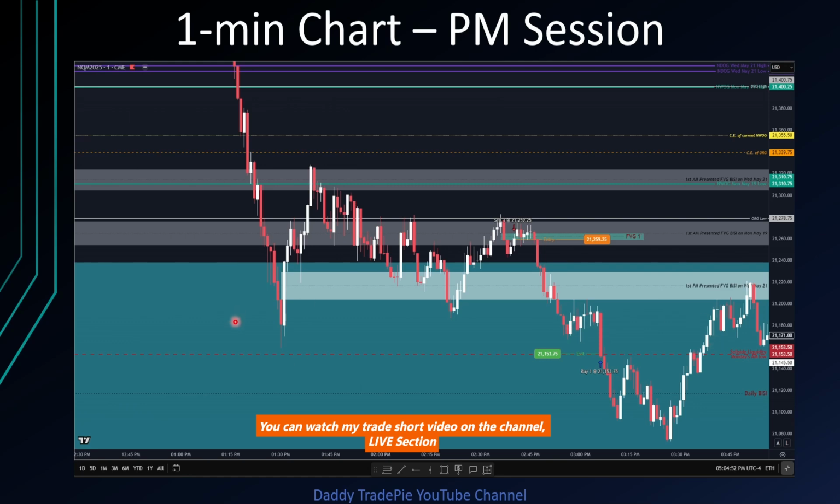You can see over here is 1:31, and we created the first presented fair value gap in the PM session. Then the market started rallying higher, trying to reach the consequent encroachment of the opening range gap, but it failed, and the bodies were closing inside the first presented fair value gap for today's trading session. Then the market started going lower slowly and slowly. We tapped into the first presented fair value gap of the PM session and were just gyrating around, doing some consolidation.